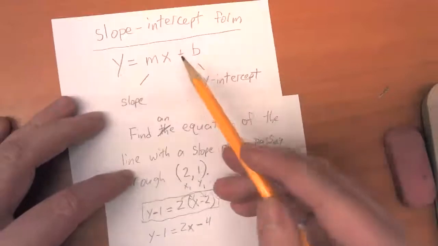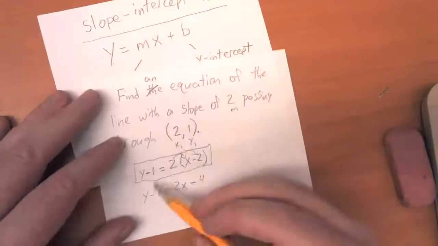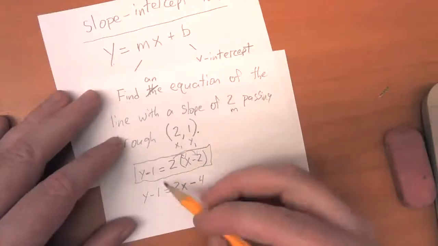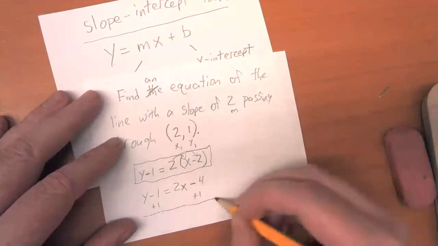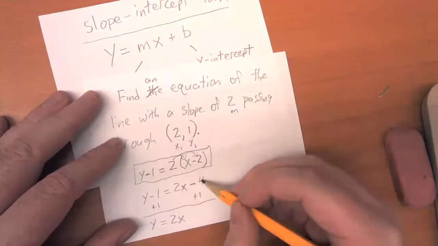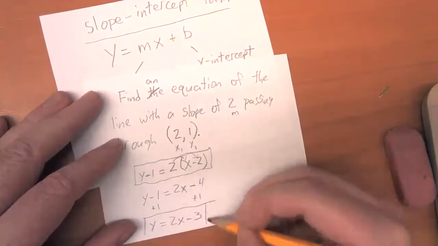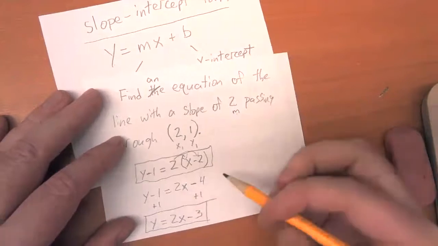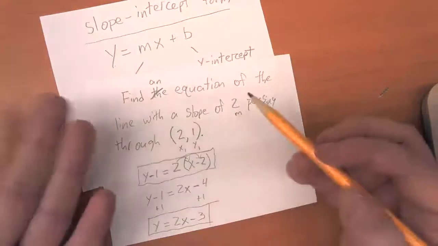And all we need to do to turn this into slope-intercept form is to get the y isolated by itself. And so in order to isolate the y, all we need to do is add 1 to both sides of the equation. And that leaves us with y is equal to 2x, negative 4 plus 1. So 2x minus 3.